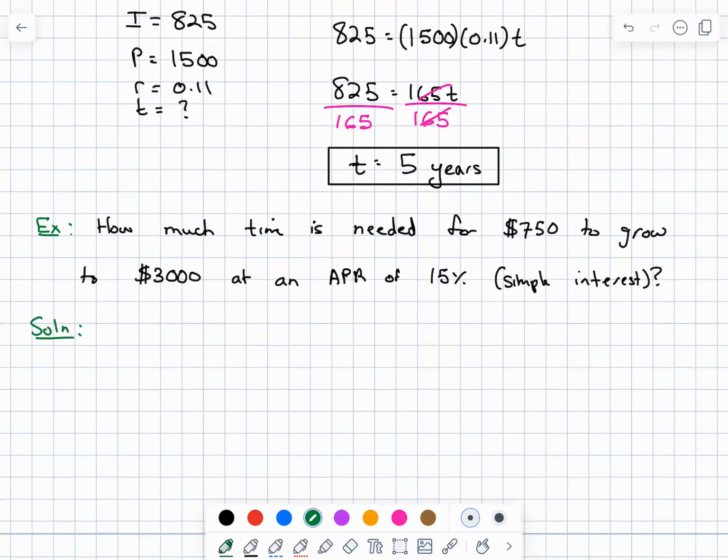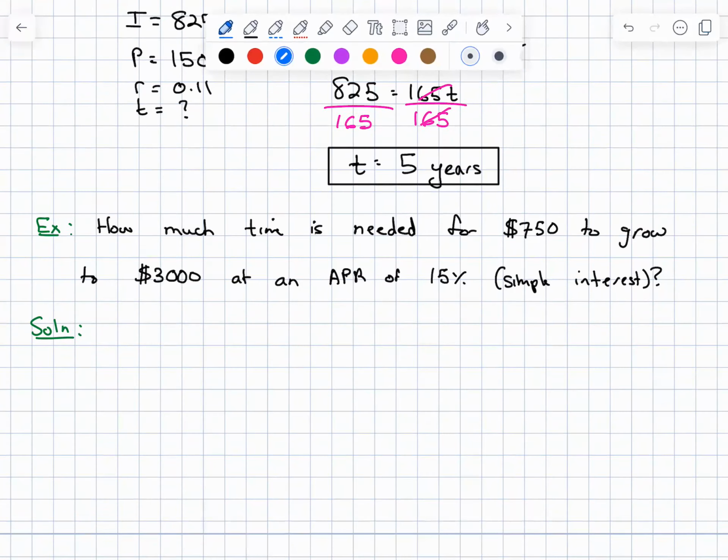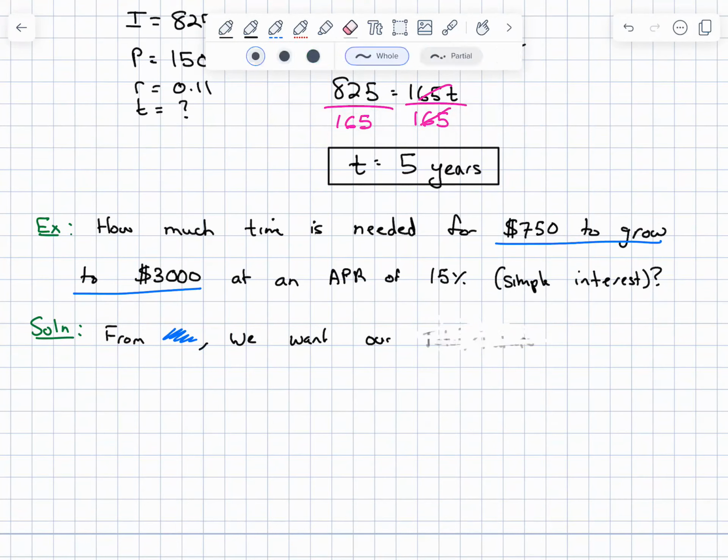So solution, I'm going to underline that. 750 to grow to 3,000. From the blue, we want our total, future value, to be $3,000.